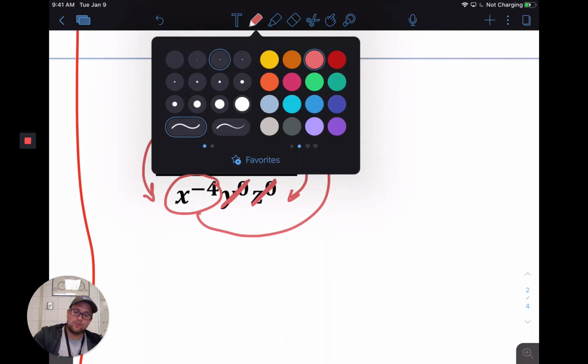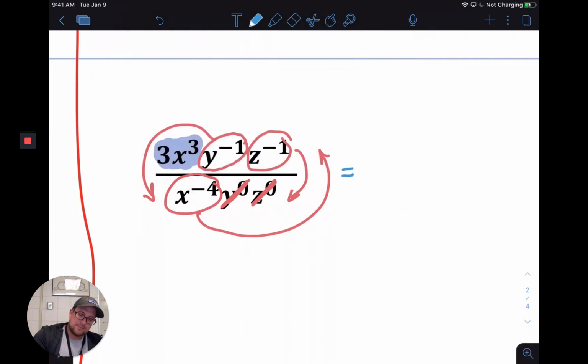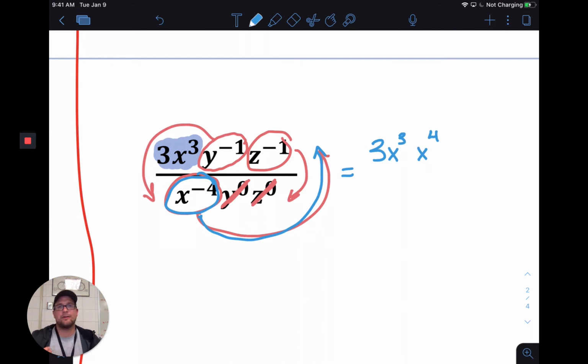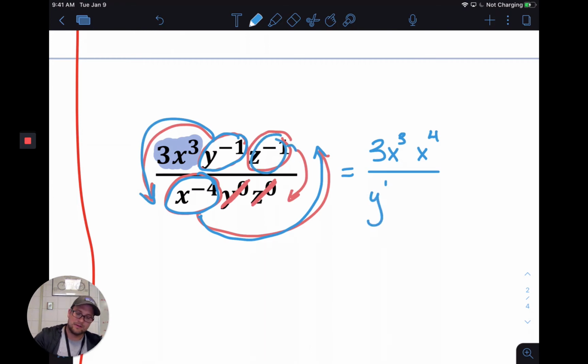So when I rewrite this with those changes, I'm still going to have 3x to the 3rd, but now since I brought this x to the -4th to the top, I'm going to have an extra x to the 4th up top. Looks like we have a little bit more simplifying we can do there, but let's save that for a minute later. On the bottom, now I'm going to have y to the first power. Remember, that becomes positive when it drops down. And z to the first power.